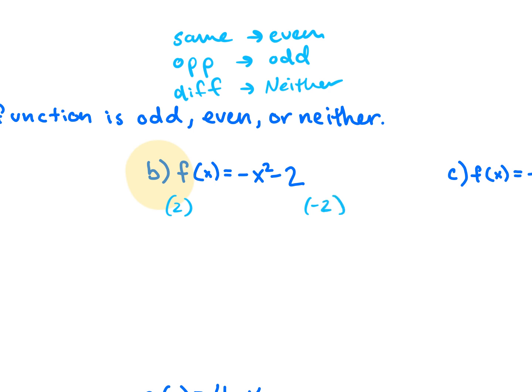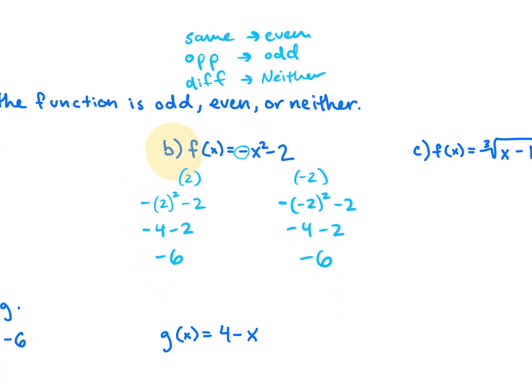So we got to be careful. That negative is on the outside of the x squared. So I have -2 squared minus 2. 2 squared would be 4. Since that negative is on the outside, it would be -4 minus 2, which is -6. Next, let's plug in -2. So that negative again is on the outside. So we have -2 squared. -2 squared would be 4. The negative on the outside makes it -4 minus 2, which would be -6. So what do we think? Even, odd, or neither? Even. We got the same answer, so our answer would be even.